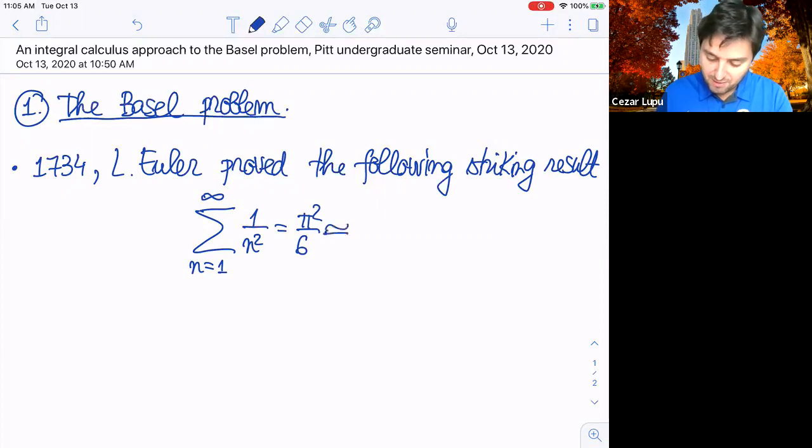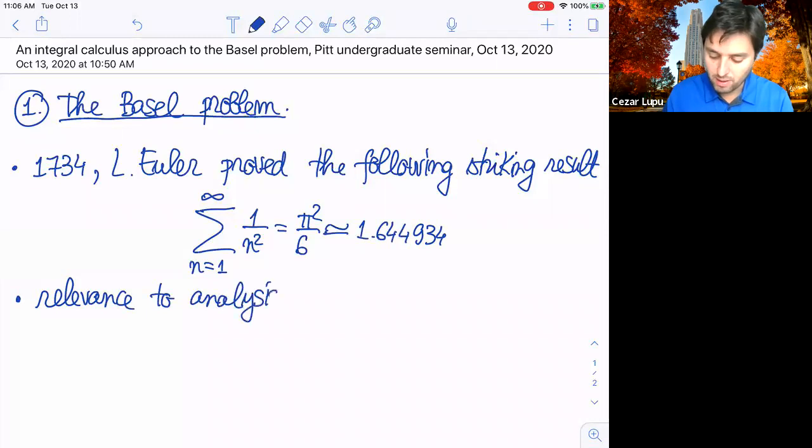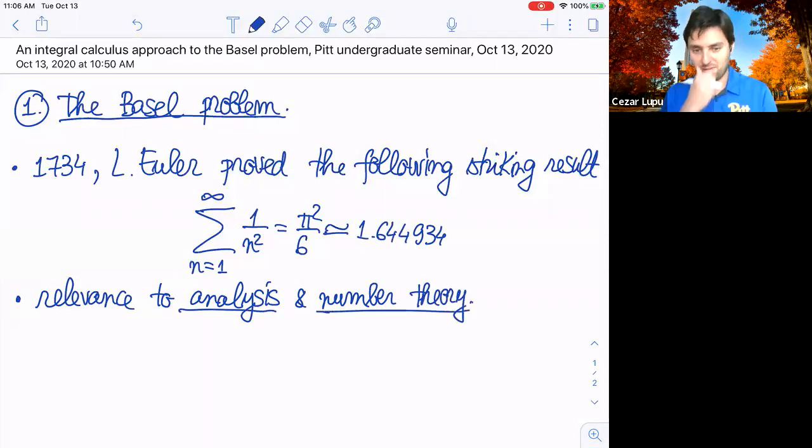So this value here, let's just say that this is 1.644934. All right. So, like I said, this problem has relevance to analysis. And here, when I say analysis, I mean complex, real analysis, whatever, and number theory. In number theory, it's extremely important. This gave birth to the study of L functions or modular forms or automorphic forms and so on.